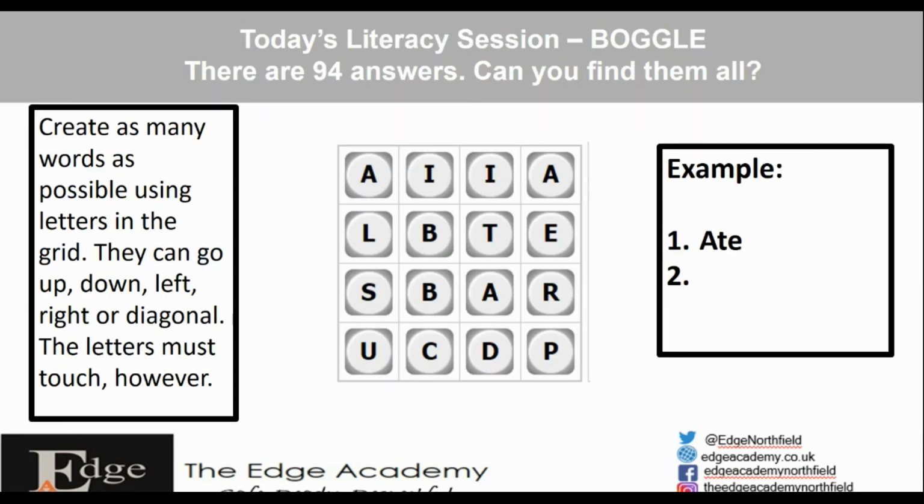And then finally, today's Boggle session. With all of those 16 letters that are there, you need to create as many words as possible using letters in the grid here. These words can be made by going up, down, left, right, or diagonal. The letters, however, must touch. So for example, in the top right hand corner, if you go down from the top, go diagonally to the T, from A to T to E, you have the word ate. If you start at the letter E in the second column down, E, A, and then diagonal to T, you've got eat.